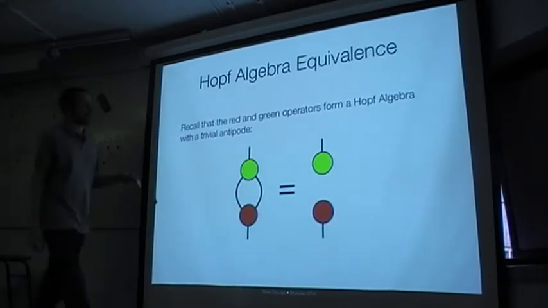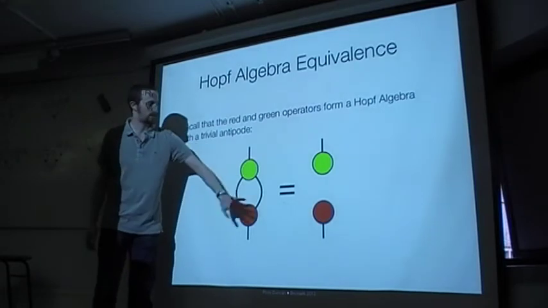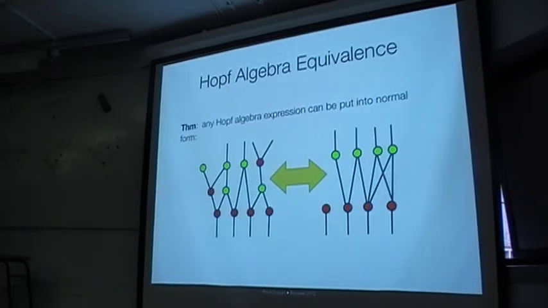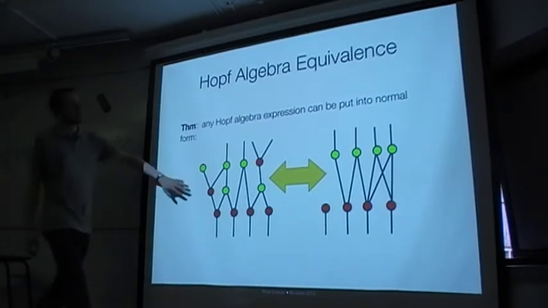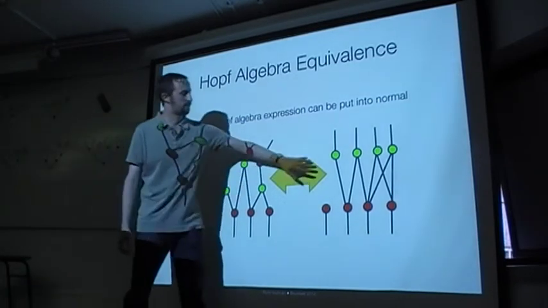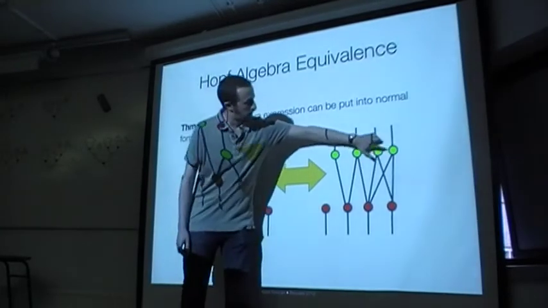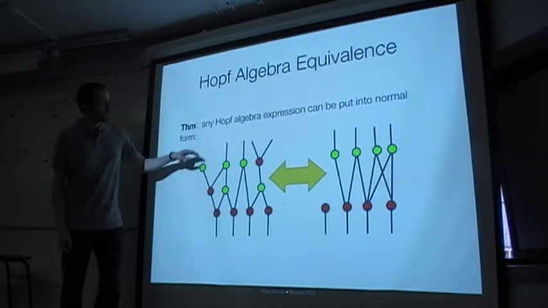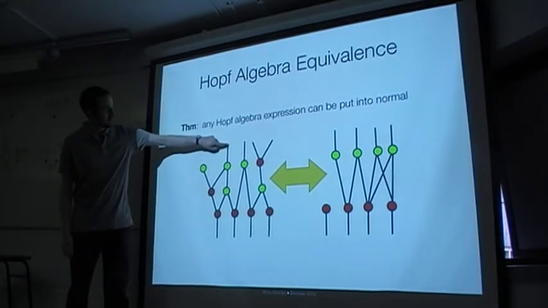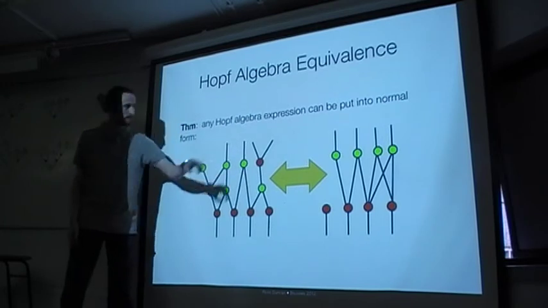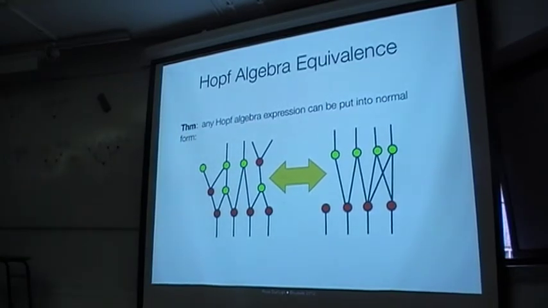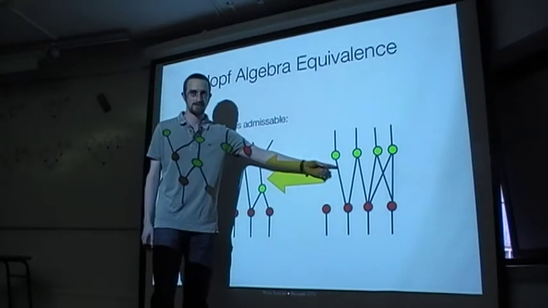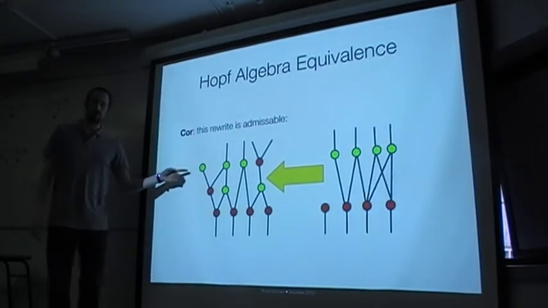I say I have a Hopf algebra with a trivial antipode, so I can make this rewrite. But Hopf algebras have a normal form theorem that says if I have any old mess like this, I can always replace it with something of this form, where all the green dots are on one side talking to all the red dots. And what's preserved here is the number of paths from here to here, here to here, and so on. So in particular, if I have something with a relatively nice shape like this, I can transform it to something with a horrible shape like this.